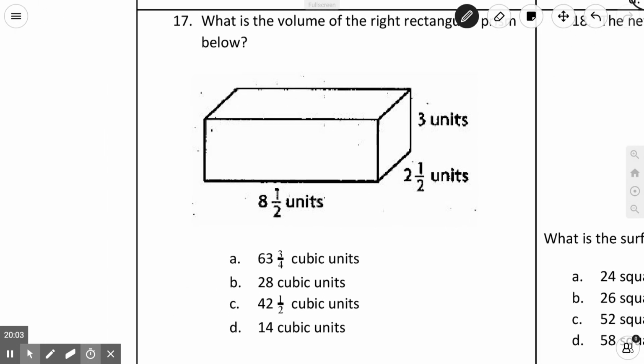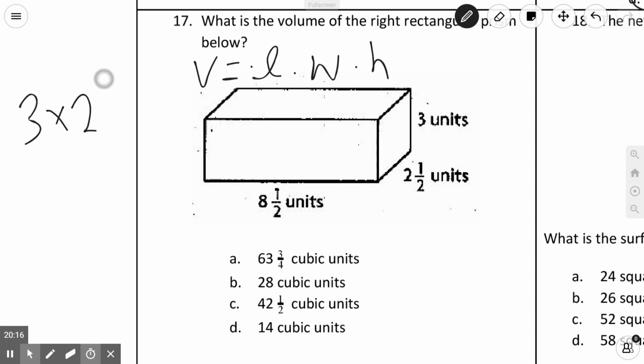Next, what's the volume of the rectangular prism below? So I've got 3, 2.5, and 8.5. So volume is equal to length times width times height. So I have 3 times 2.5 times 8.5. And you could do this on a calculator, but I'm going to do it by hand.